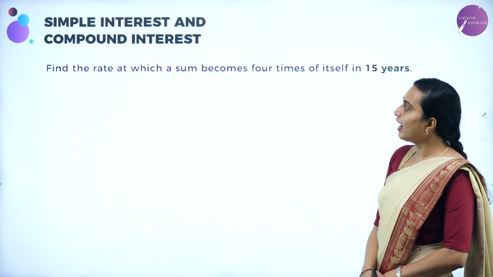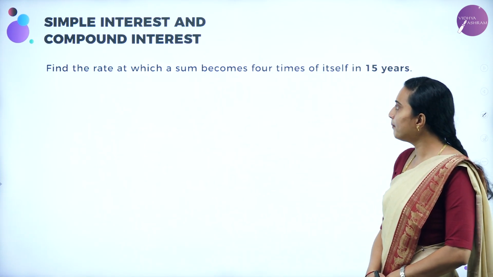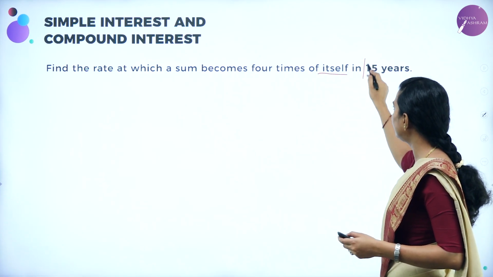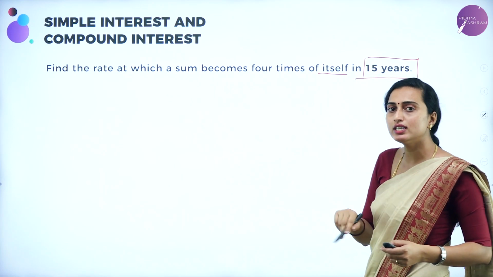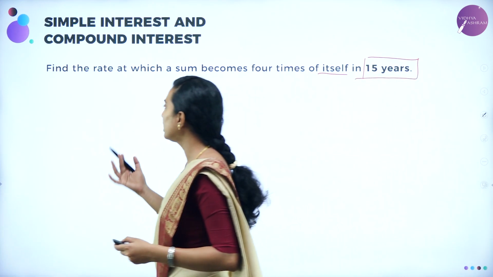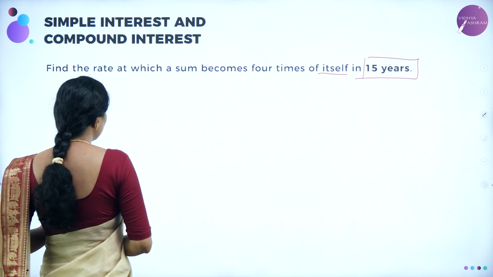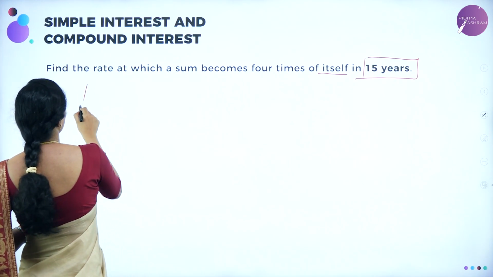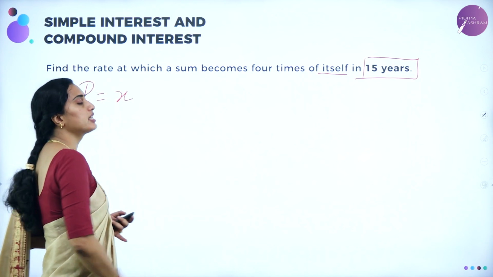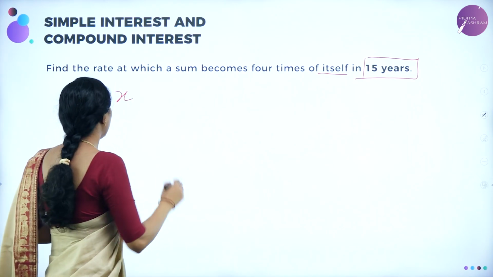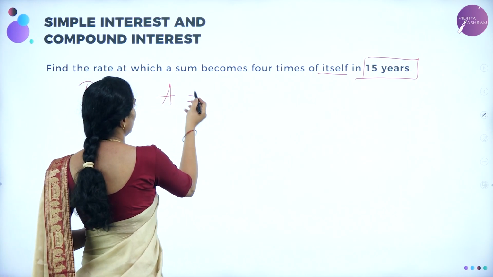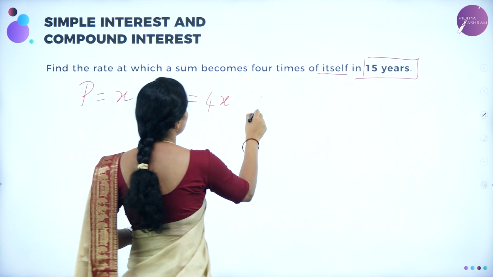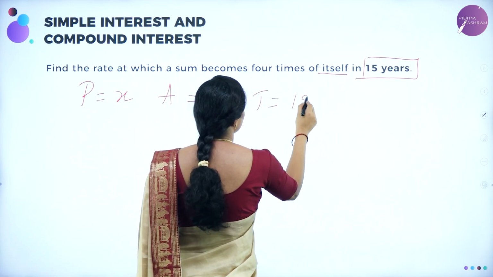What they've asked: find the rate at which a sum becomes 4 times of itself in 15 years. So first let me calculate. Let P be equal to X, and A is 4 times of that, which will be 4x. And T is given as 15 years.